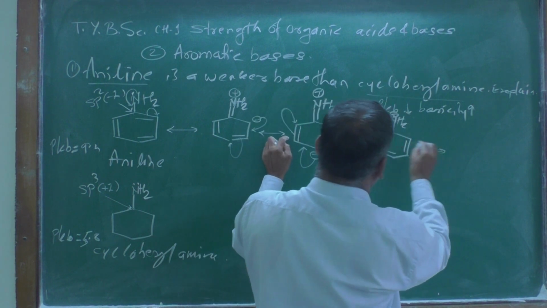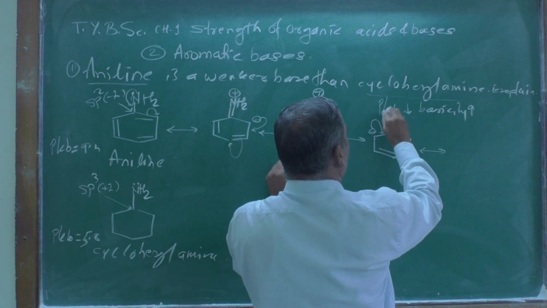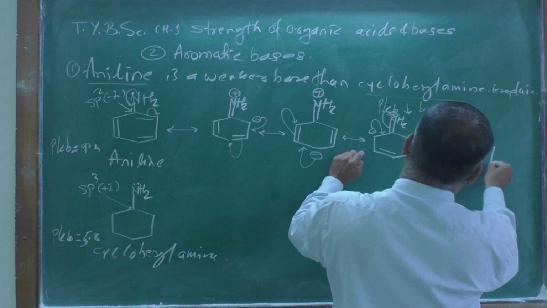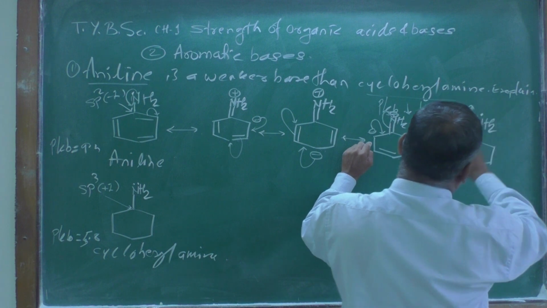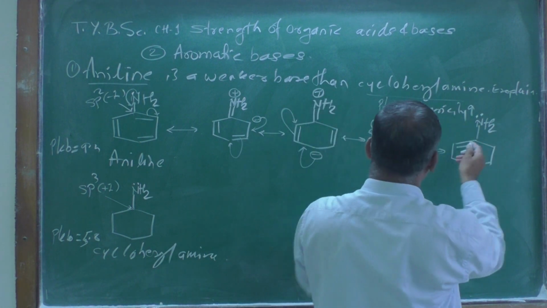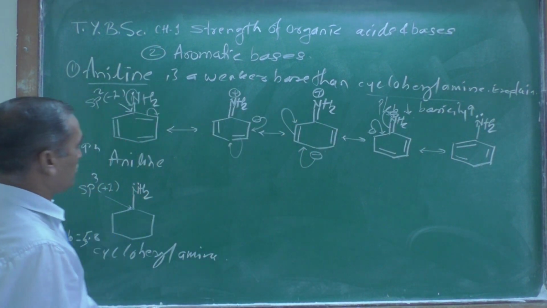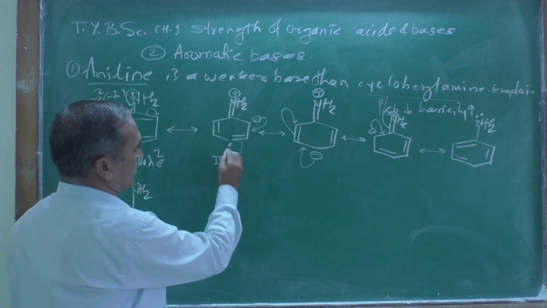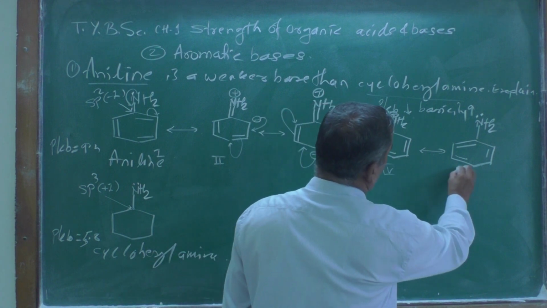Now another structure, this negative charge forms a double bond here, and this double bond neutralizes this positive charge, and you are going to get the final product, double bond here, then NH2. After the delocalization, that lone pair comes back to its original position, and this double bond and this double bond are as they are. Now you can give the numbers.